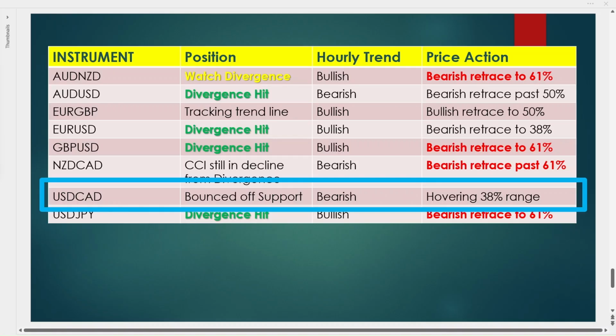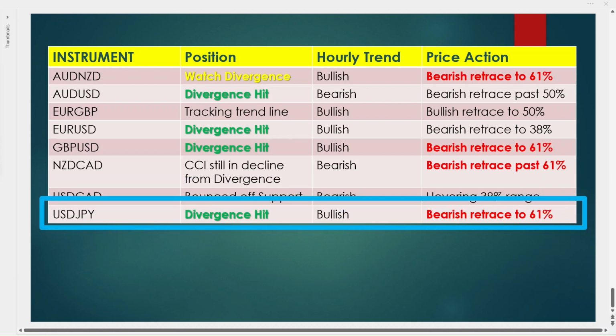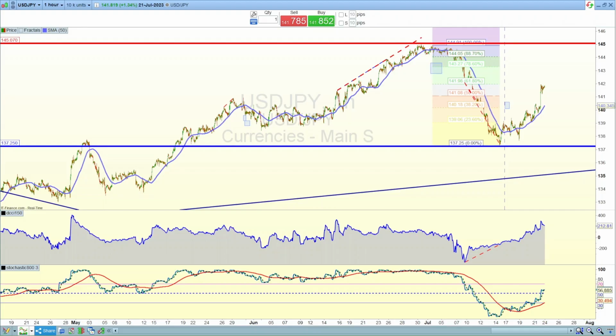Next on the list, we've got the US Japanese yen. And on the Japanese yen as well, we've got a divergence hit since our last video. It bounced off the support. That was our target. It went up and hit that area and it's gone beyond that and is now resting, retraced back to the 61%. You can see there it's just broken up through the midpoint as well on the stochastic and the CCI is still rising, so we may well see this rise higher in the coming hours on the US Japanese yen. That's it for the moment, guys.